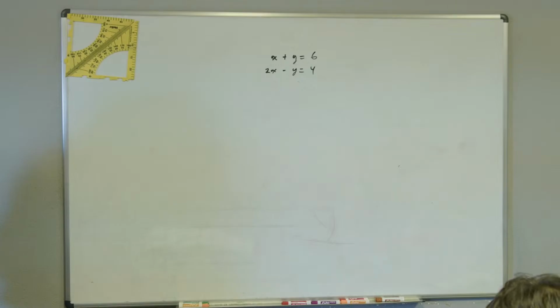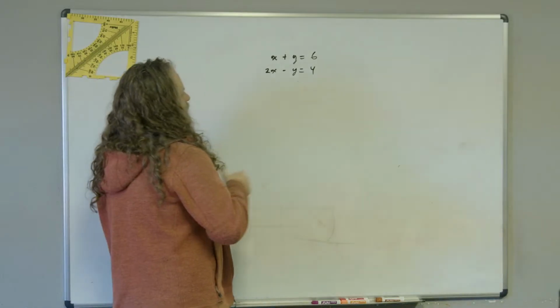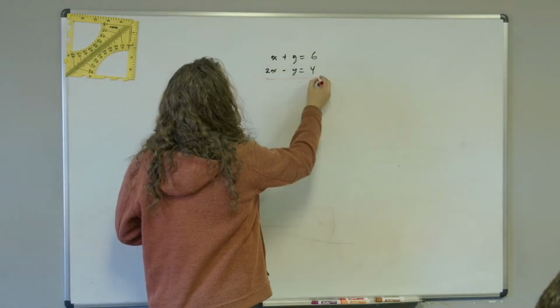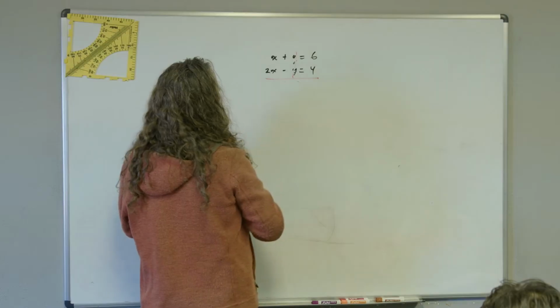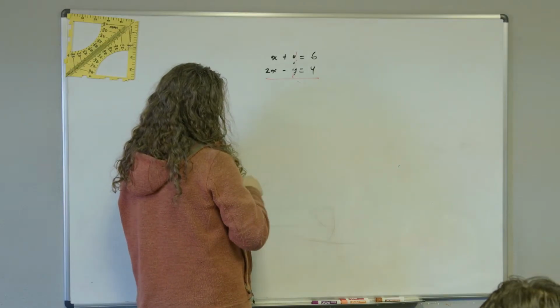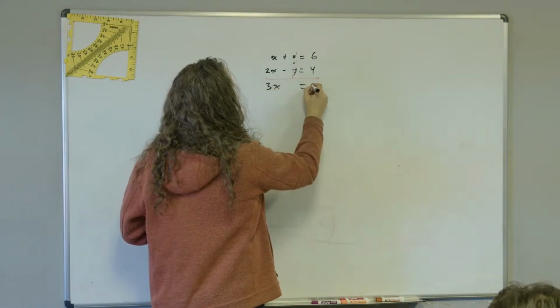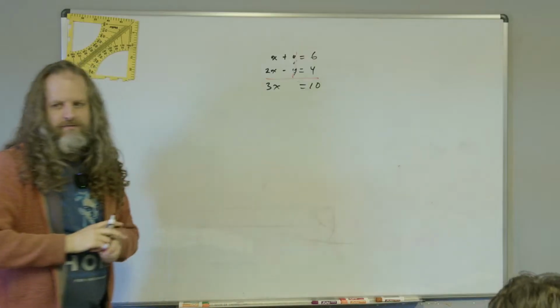Would it be elimination? Why? Because it's negative y and y. They're already set up opposites, so you just have to add them. Ready, go, right? X plus 2x is 3x. Y minus y cancels. 6 plus 4 is 10. Now what?